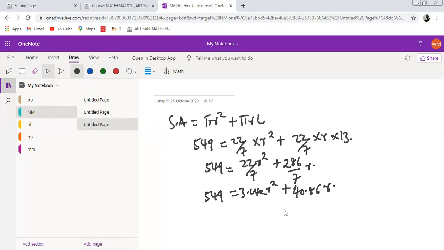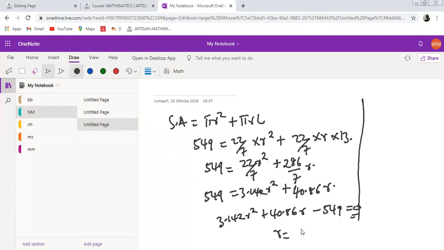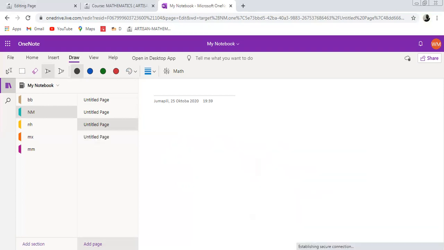Then from there, you can rearrange this to be a quadratic equation and say 3.142 r squared plus 40.86 r minus 549 should be equal to 0. And this one can now be solved quadratically for us to get the value of r, which is the radius. It is not a must that you always will be told to calculate the surface area. The good thing you need to understand is that you can be given anything and you can be asked anything.